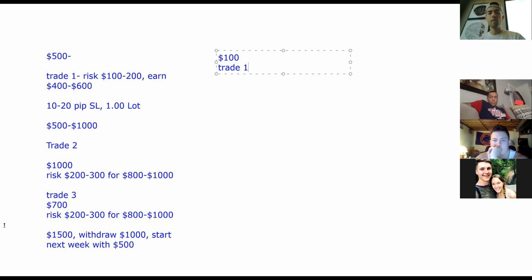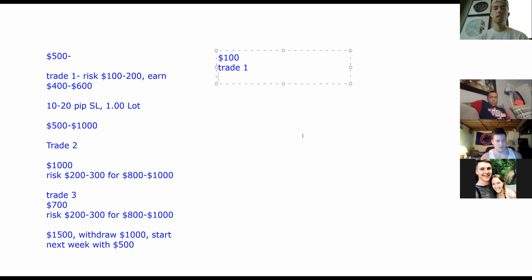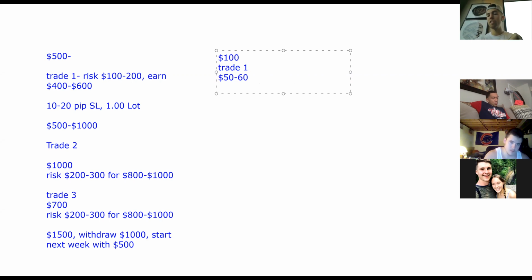Because if you can do 50 to 100, you can do 500 to 1,000. And if you can do 50 to 100 and 500 to 1,000, you can do 5,000 to 10,000. It's the same thing. So trade one, once you have 500 to trade with, I would recommend you trade with 100 instead. For example, what I would do with 100 is I would risk 50 to 60 on the first trade. And with that, I'll make sure it's a really good setup.